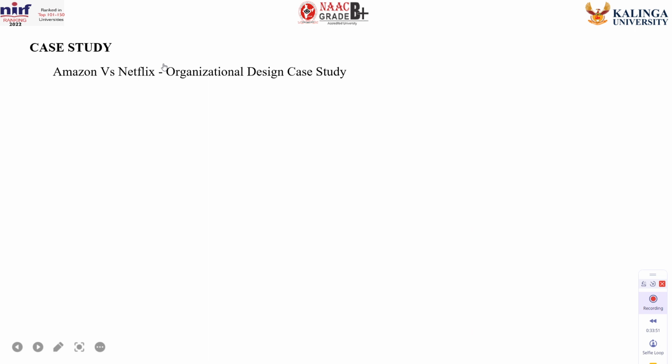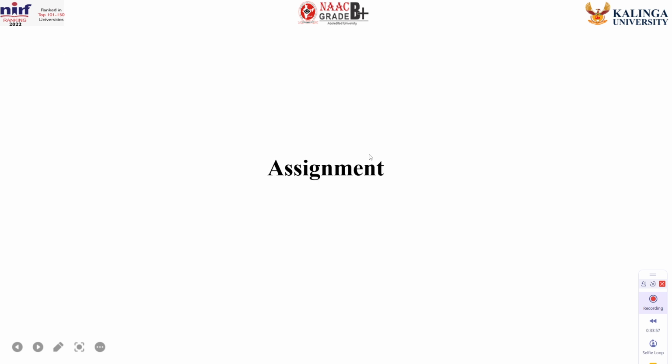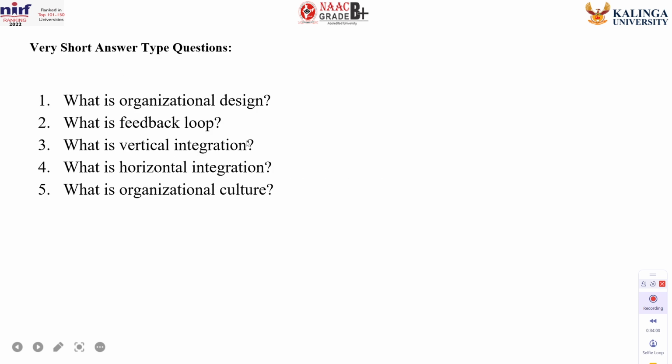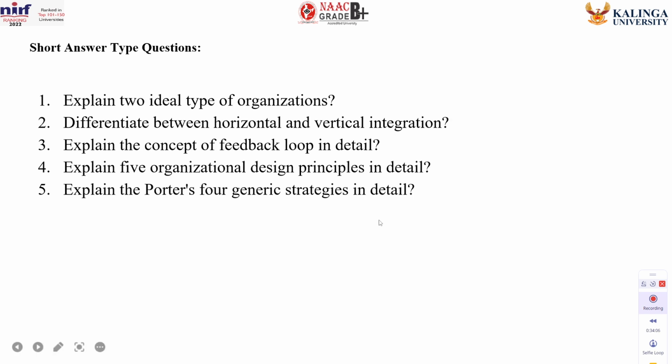Now, the case study which we'll be studying in the next video will be the Amazon versus Netflix organizational design case study. And these are some assignment questions. What is organizational design, what is a feedback loop, what is vertical integration, horizontal integration, and organizational culture. Short answer type questions: explain two ideal types of organizations, which we have already done. Differentiate between horizontal and vertical integration. Again, we have done. Explain the concept of feedback loop in detail. Explain five organizational design principles in detail. And explain Porter's four generic strategies in detail. So these all we have done.